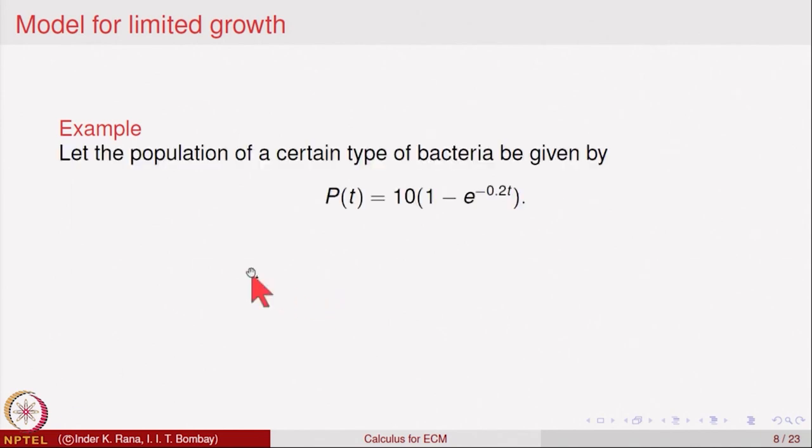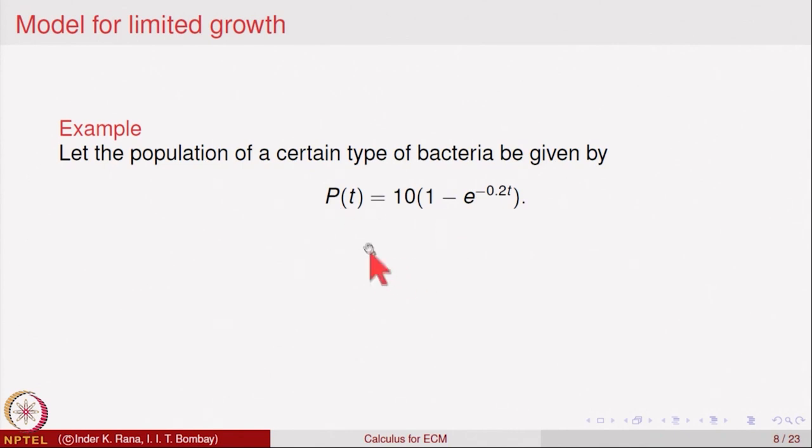One can also have an in-between thing, where the revenue or the growth is not as large as you want it, but it gets limited to something. So let us look at an example of that. Let us say the population of a certain bacteria is governed by this function: P of t is 10 times (1 minus e raised to the power minus 0.2 t).